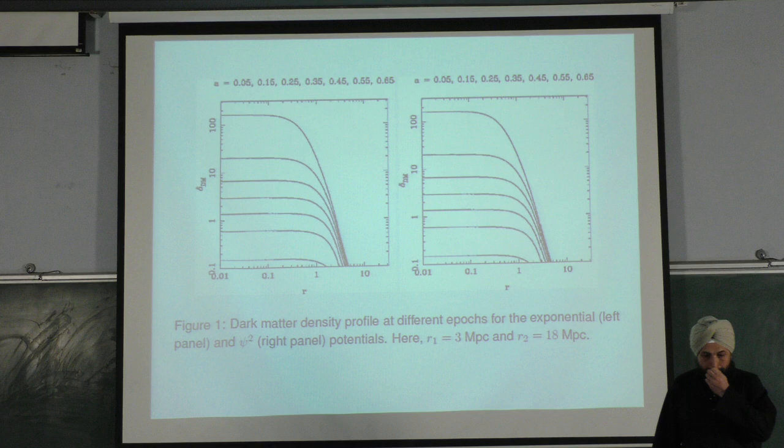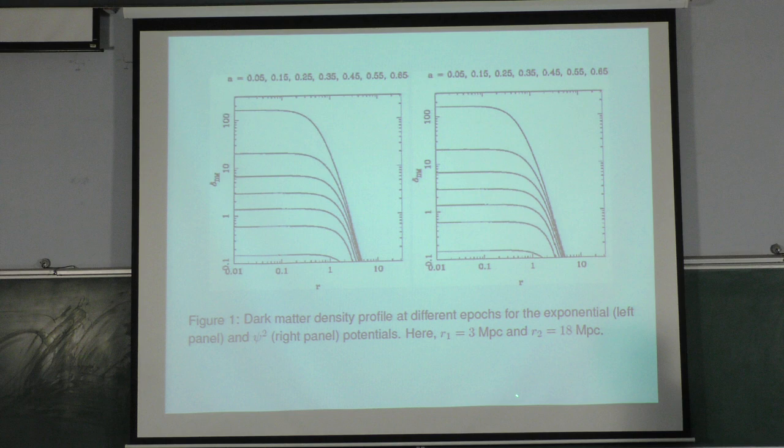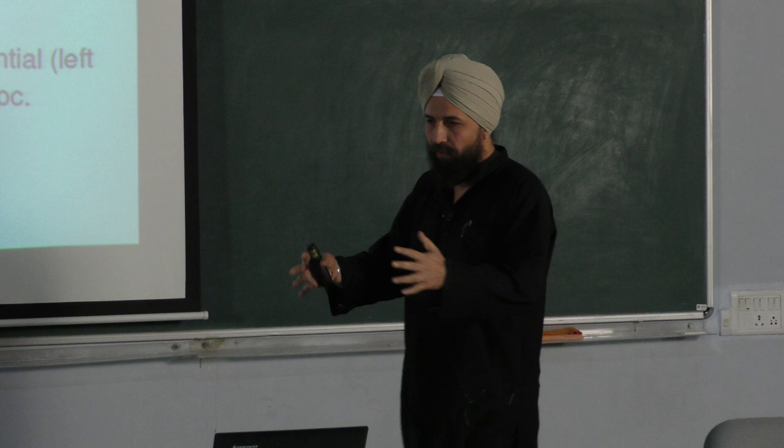So these are the results. What I am showing you here is an overdensity where R1 is 3 megaparsecs, R2 is 18 megaparsecs. So you could think of it as a cluster-like overdensity.